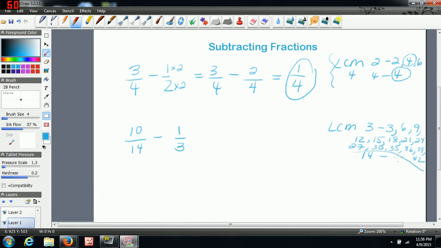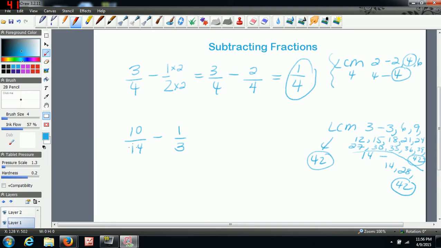Now we can try 14 as well. 14 times 1 is 14, 14 times 2 is 28, 14 times 3 is 42. Okay, so it looks like our lowest common multiple is actually the two numbers multiplied together, so 42. So in this case, our lowest common multiple, the first number that we have in common when we list the multiples of each number, is 42.